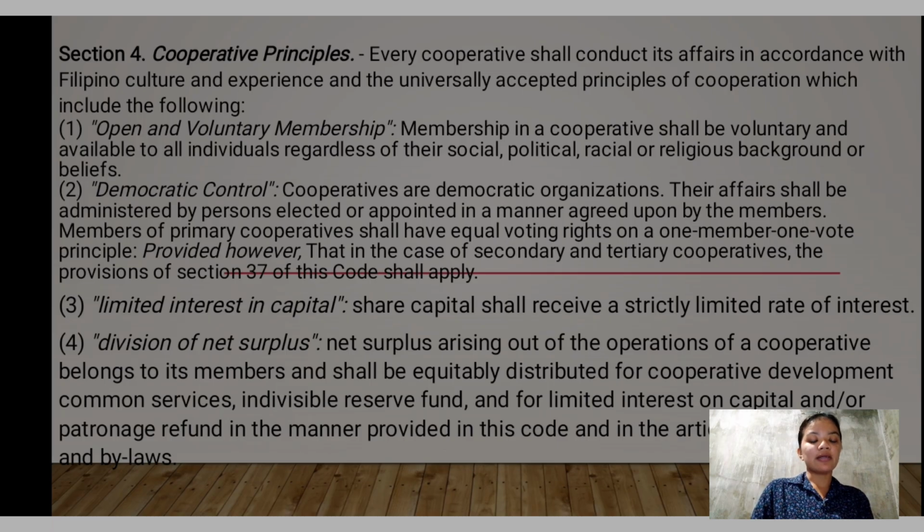Third, limited interest in capital. The interest paid on capital contributions is strictly limited to prevent excessive returns. 4. Division of net surplus. Profits are shared among members for cooperative development, common services, reserves, and other benefits as specified in the cooperative rules.